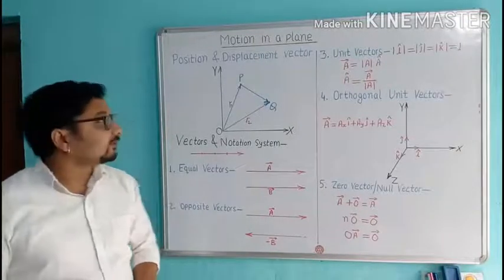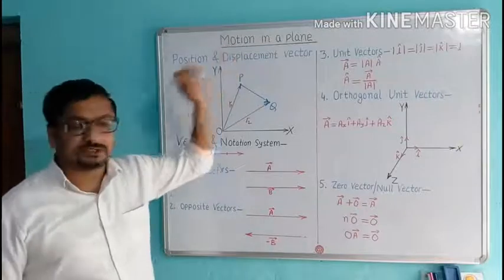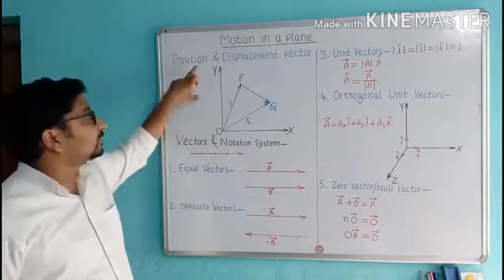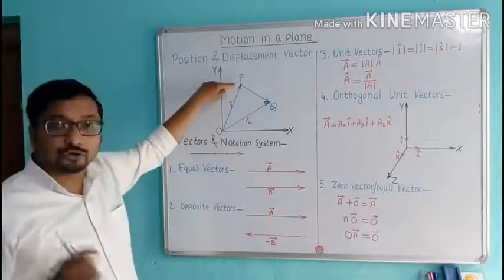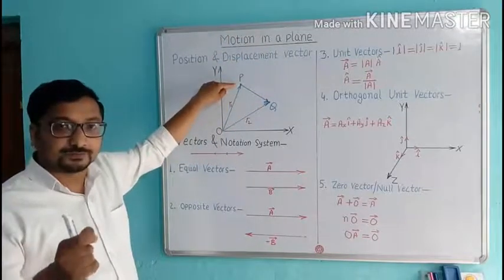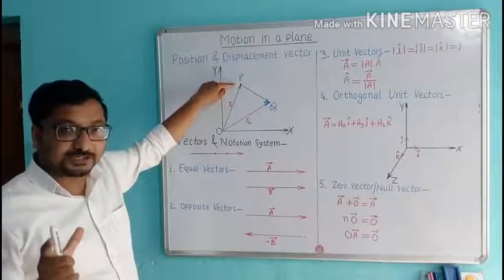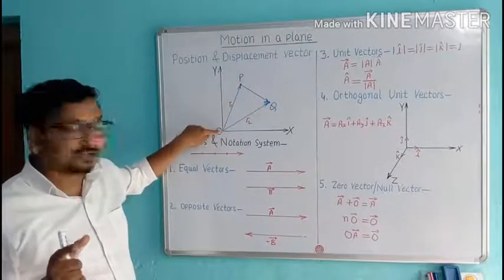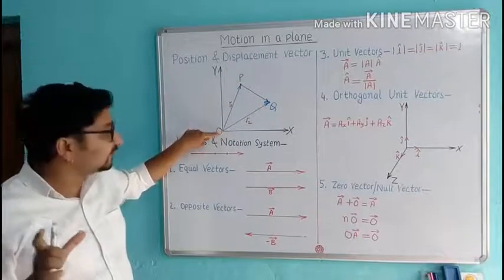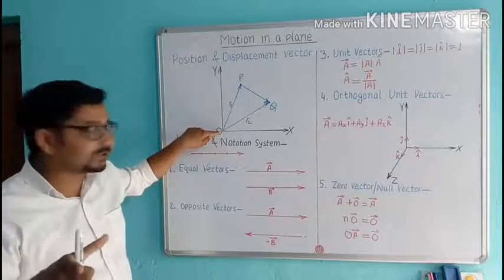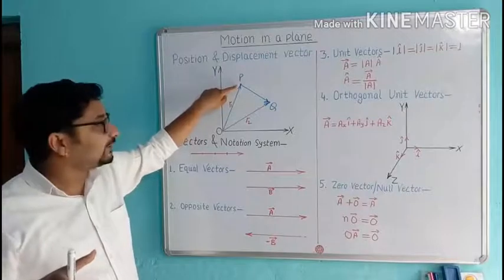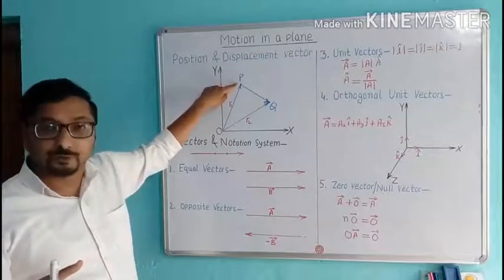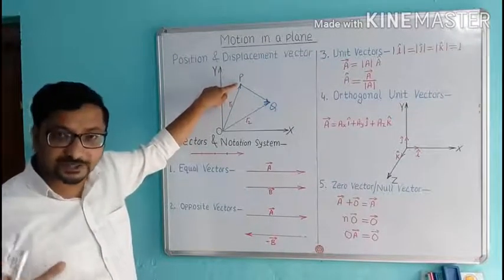Today we will start a new chapter, motion in a plane. First topic, position and displacement vector. To represent the position of a moving object in a plane, we consider a point as origin, and with respect to that point, with respect to origin, we describe the position of the moving object.